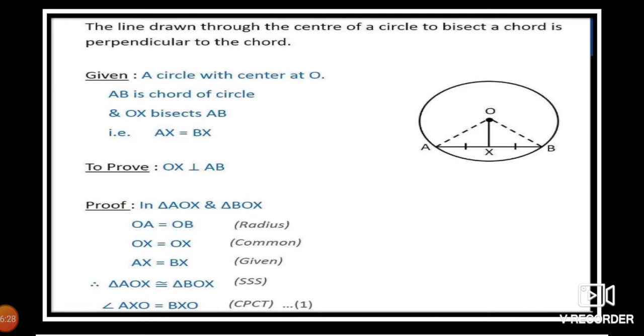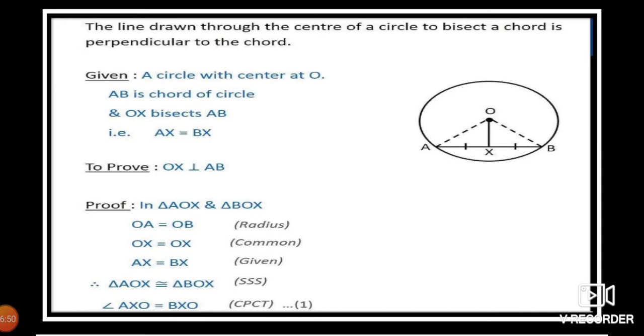Students, observe carefully whatever the diagram is there. O is the center of the circle. AB is the chord. Next, OX bisects AB.